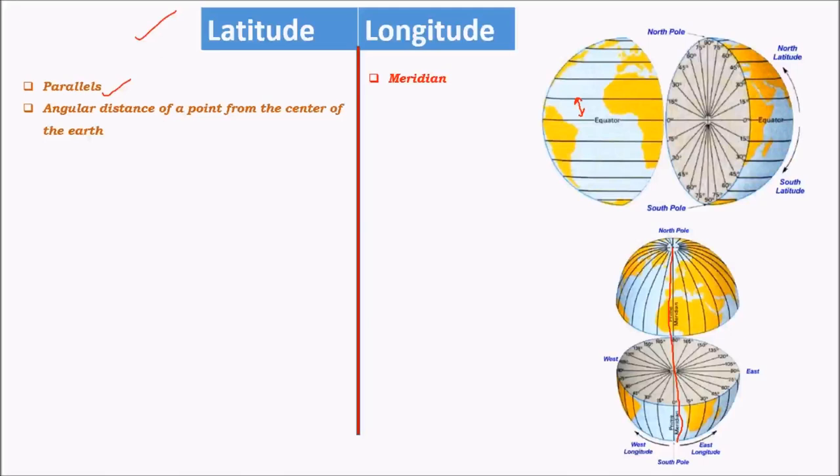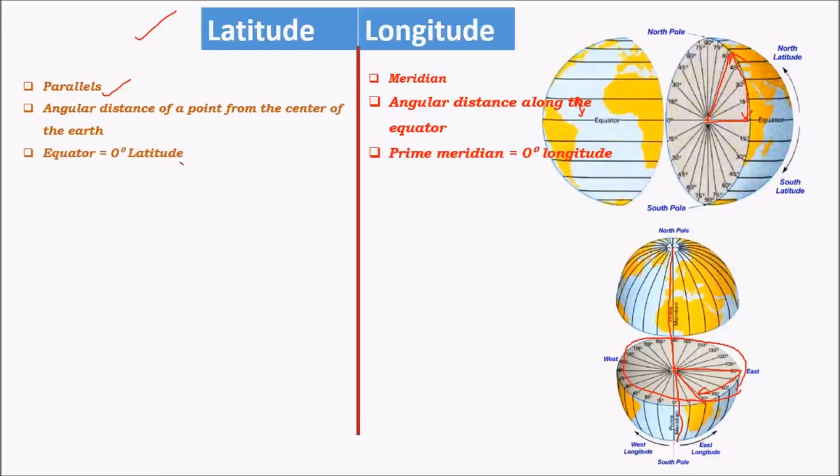Latitudes are measured as angular distance of a point from the center of the Earth. That is angular distance from the center of the Earth. This is the center of the Earth. From here, we measure the angular distance, and this angular distance specifies the position of certain latitudes. And the longitudes are angular distance along the equator. While measuring longitudes, we take the angular distance along the equator. You know that this is the equator. So the longitudes are measured as angular distance along the equator.